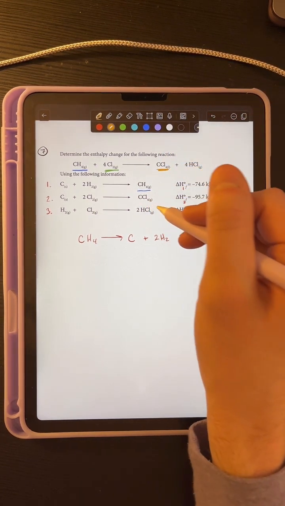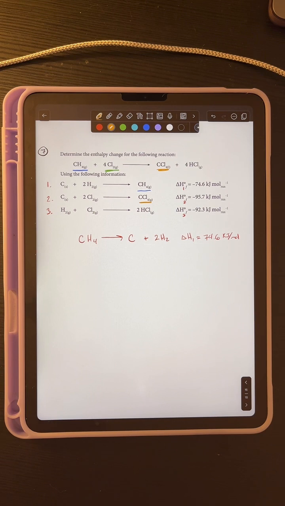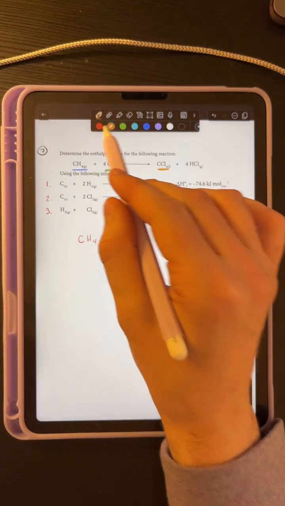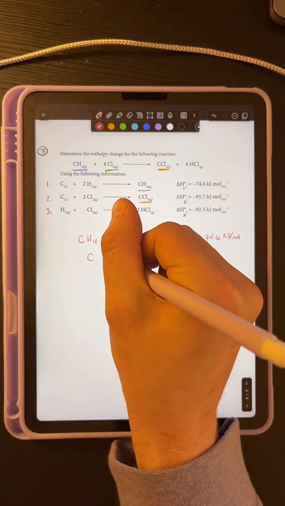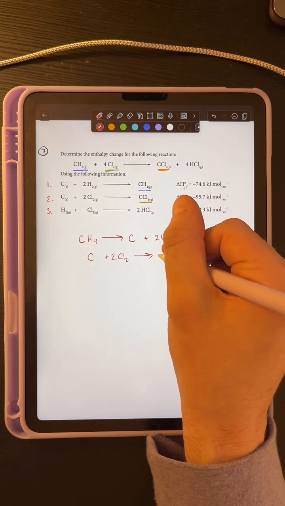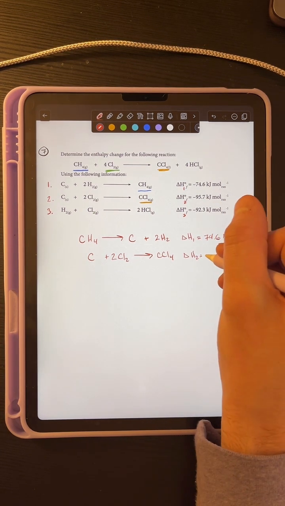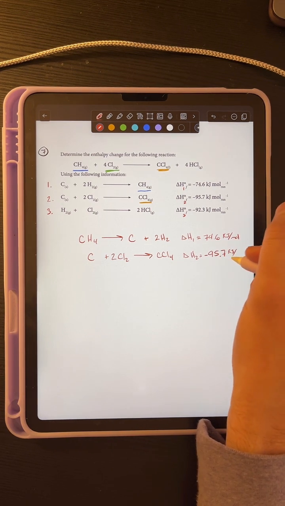So CCl4, that is a product, and we look at our 3 reactions, and the only place it shows up is in reaction 2, and it is a product, which is perfect, exactly what we want. And we only want one of them. So it looks like reaction number 2 is not going to change. I'm going to go back to red. So we have carbon plus 2Cl2, and that's going to produce CCl4. Now, because we didn't change anything, our delta H2 is going to stay the same, that negative 95.7 kilojoules per mole.